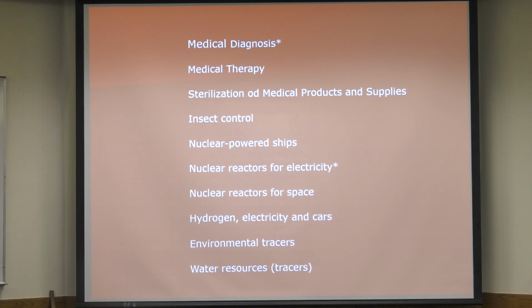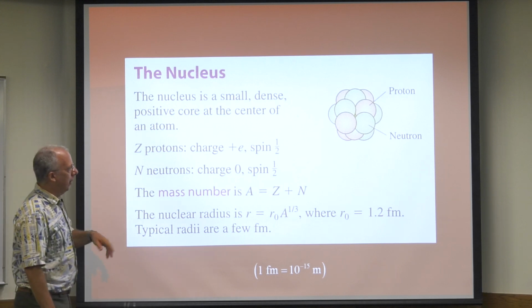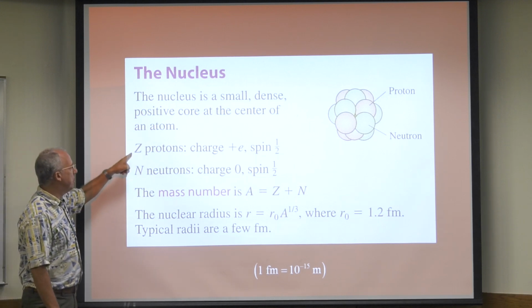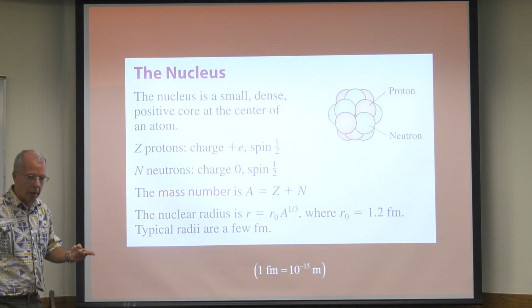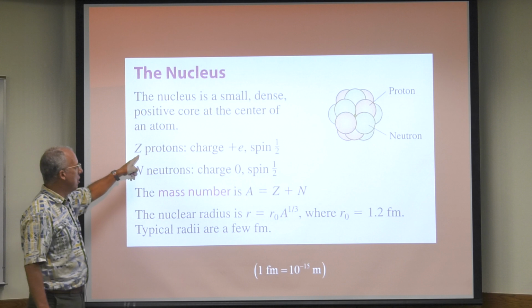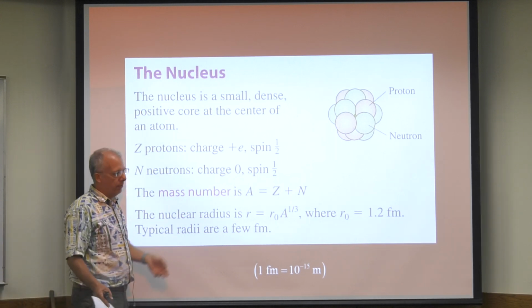All right, so let's talk about our present understanding of the nucleus. So here we go. The nucleus. The nucleus is a small, dense, positive core at the center of an atom. Yeah, we knew that. Now here are some things. The nucleus has a certain number of protons. So uppercase Z is the number of protons. Everybody uses that, chemists, physicists. So uppercase Z is the number of protons. Okay? Now what's a proton? A proton is a positive particle.